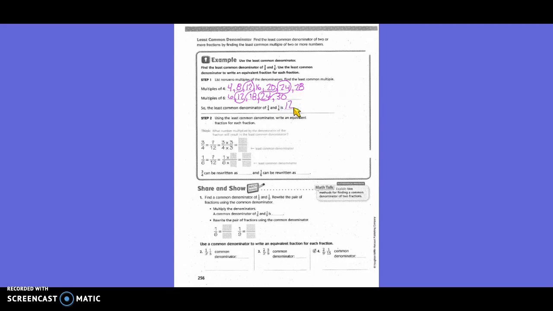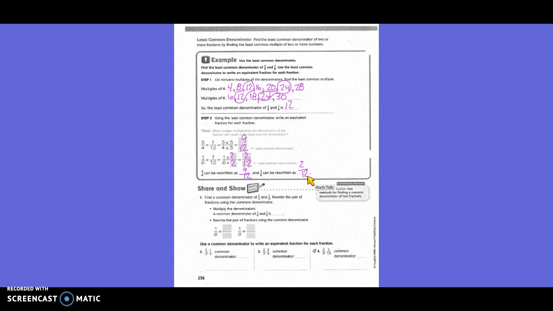Using the least common denominator, write an equivalent fraction. So we said 12. So in order to get from 4 to 12, you multiply by 3. And so whatever I do on the bottom, I also do on the top. So 3 times 3 is 9. Then to get from 6 to 12, we multiplied by 2. So 6 times 2 got us 12. What we do on the bottom, we also do on the top. So 1 times 2 is 2. 3/4 can be written as 9/12. And 1/6 can be written as 2/12.